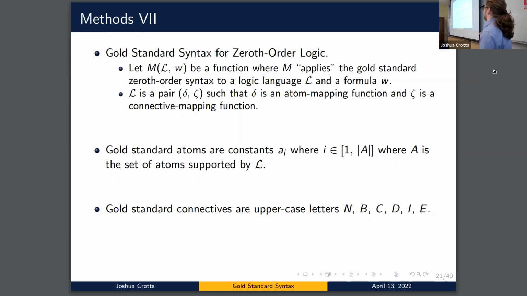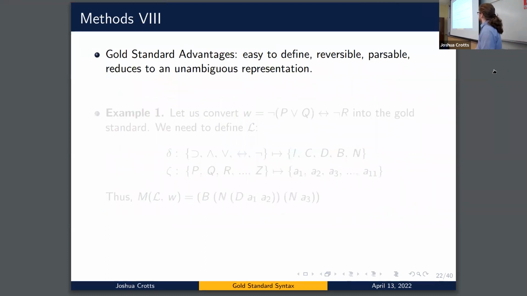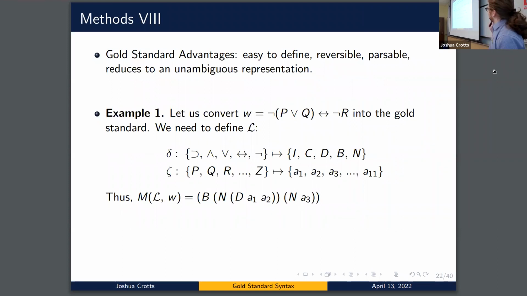We define atoms, not constants, by this function zeta. And the connectives are mapped using the function delta. Connectives in the gold standard use these uppercase letters right here. So instead of having to use some symbol like the plus sign, the wedge, or anything for a connective, we just use uppercase letters. That makes it pretty simple. It's interesting to see this as an example, so we're just going to jump right into that.